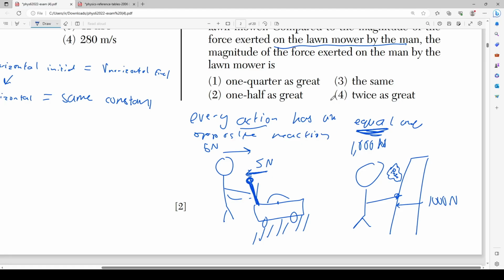So what I'm trying to get at is that the force that the man exerts onto the lawnmower, the force that he pushes it with, the lawnmower is going to push him back with the same force, because every action has an equal and opposite reaction.